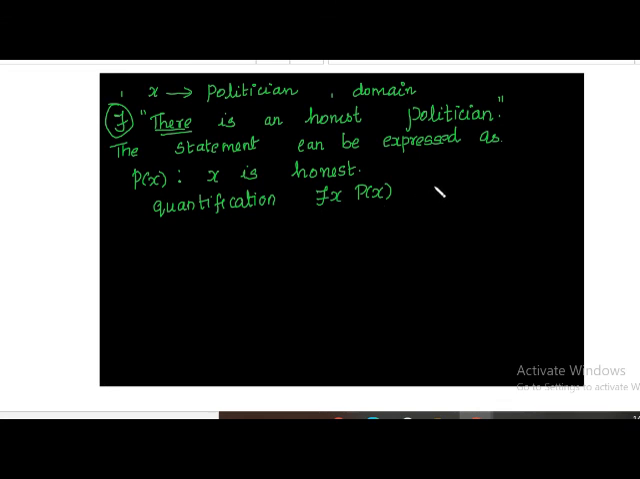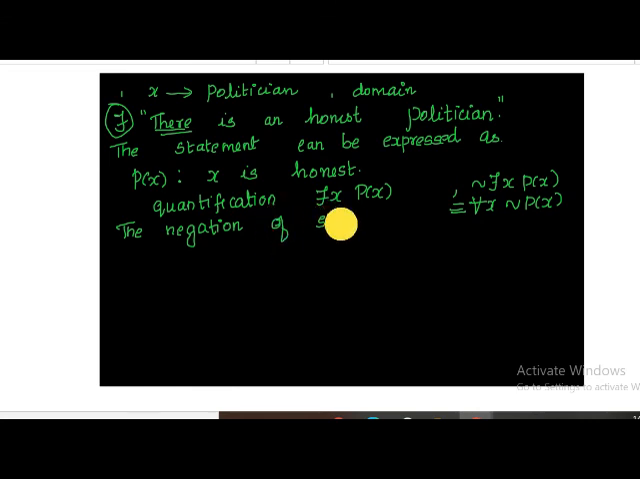Therefore the negation we can express as: negation, there exists x P of x, which is equivalent to for all x, negation P of x is the statement. So that is the negation of the statement. There are many ways to express the negation of the statement. Here let us take the negation first. I'll give you one or two statements, so let us move on with the first one.